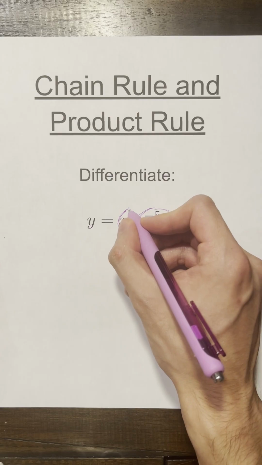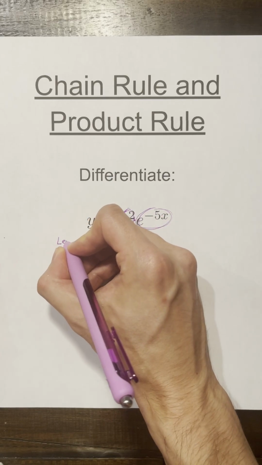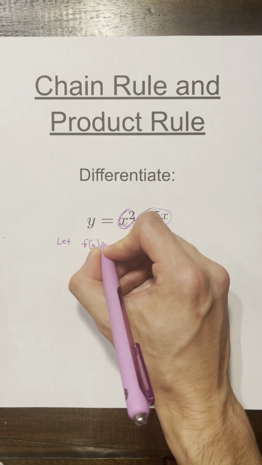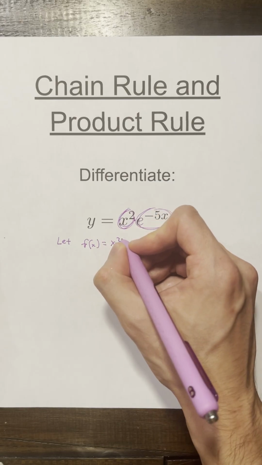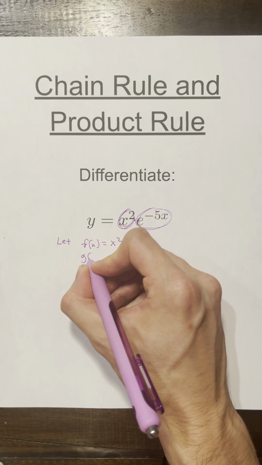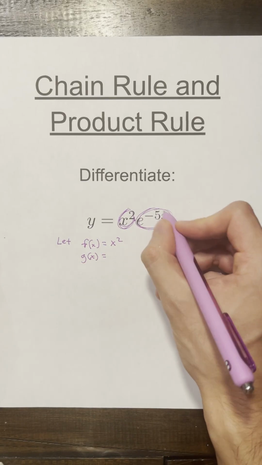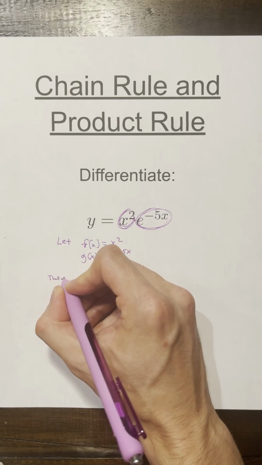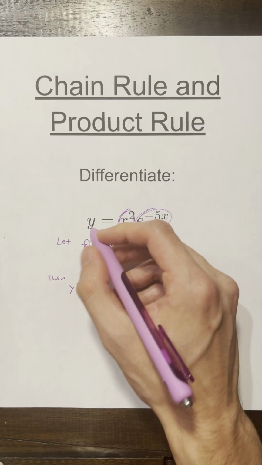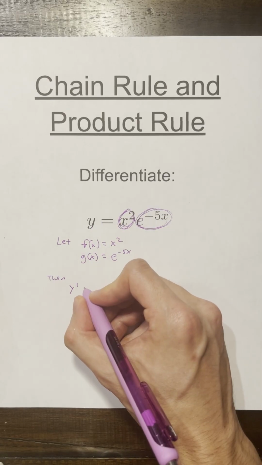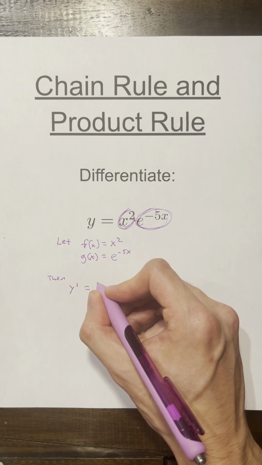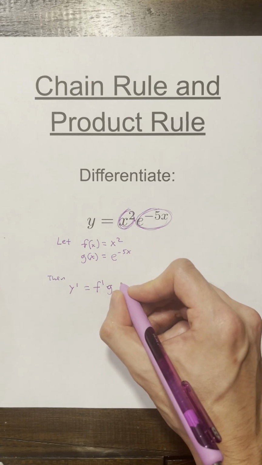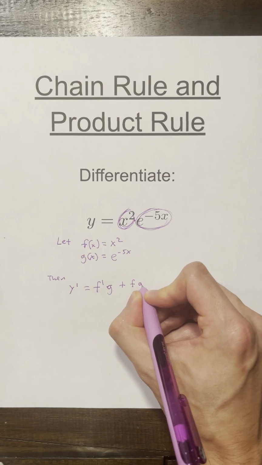is if I let, so let's say let f of x be equal to this, g of x be equal to this, then y prime, the derivative, is equal to f prime times g plus f times g prime.